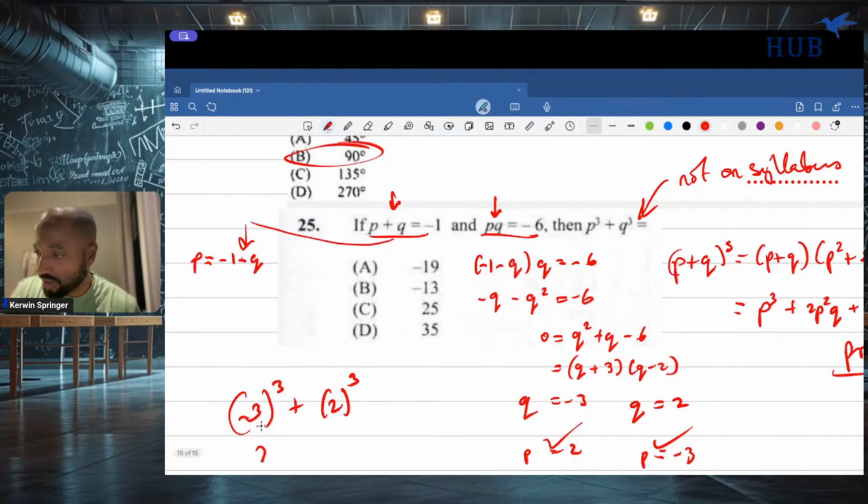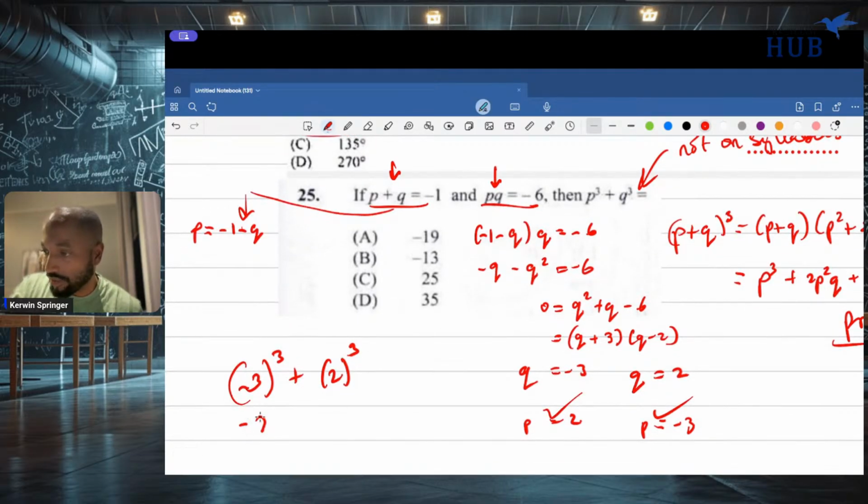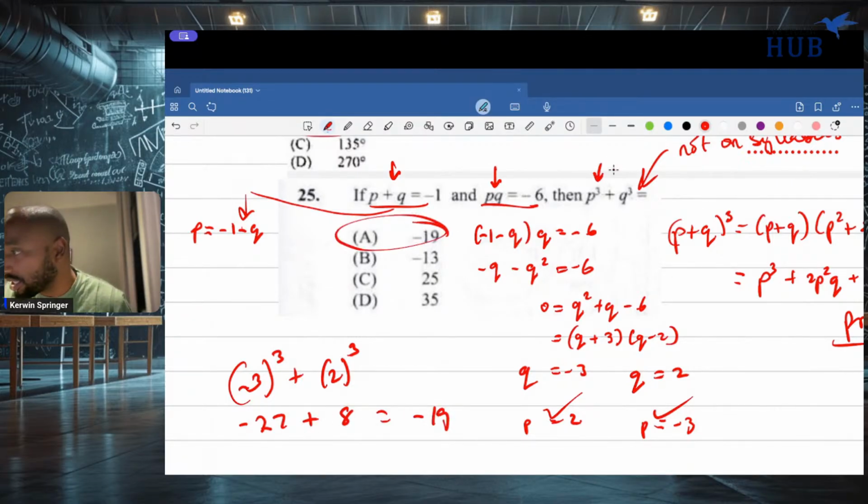-27 plus 8, so you get -19. See, this is a cubed. All right, so I'll just repeat it again, because this is probably the toughest one we've done so far.